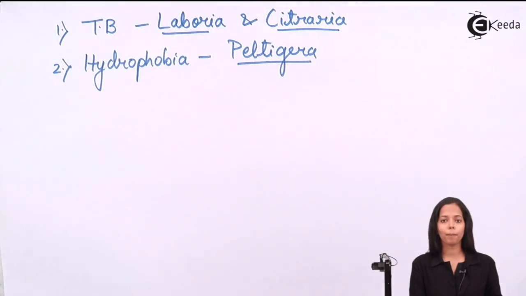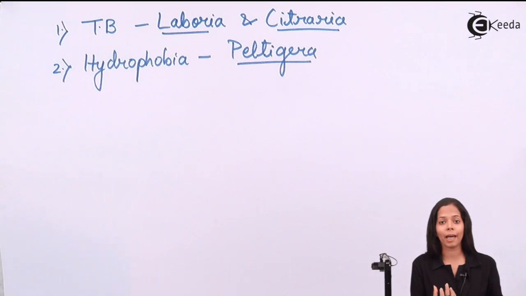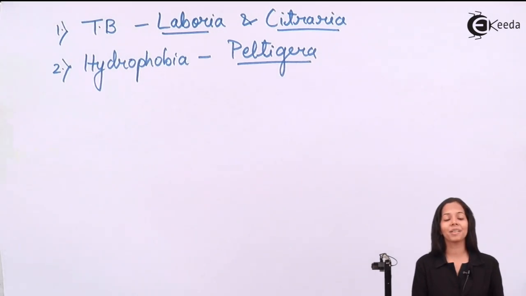Next is epileptic attack, or we can say epilepsy. Now, which disease is called epilepsy? It is a fit. Generally, we call it a fit attack. So, in case of epilepsy, the medicine contains some lichen, and the name of that lichen is Parmelia.